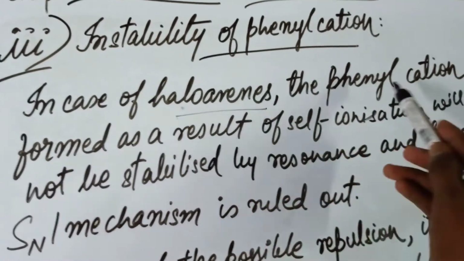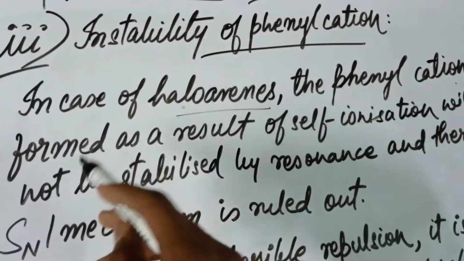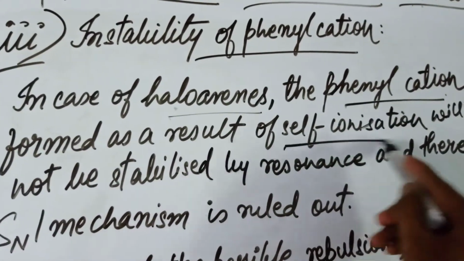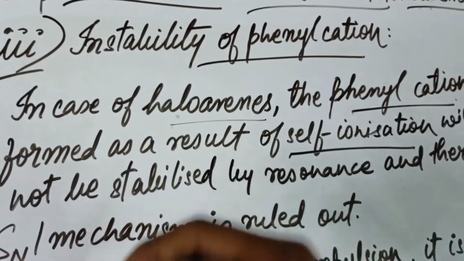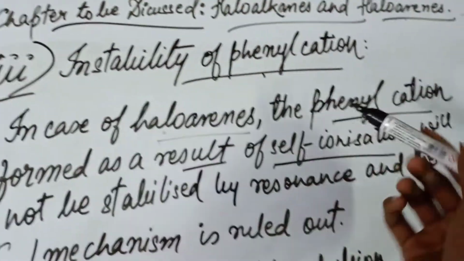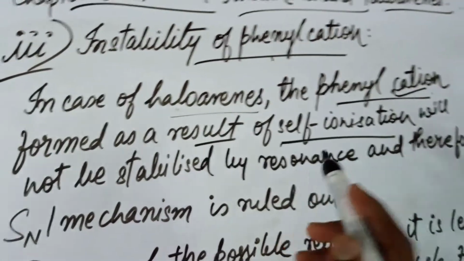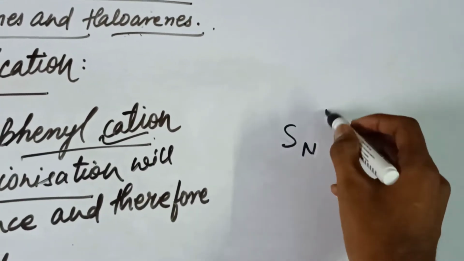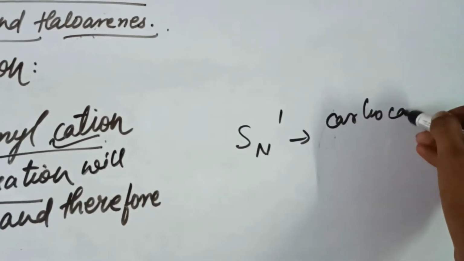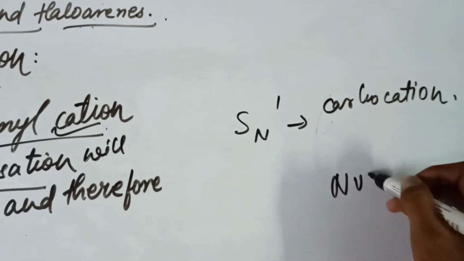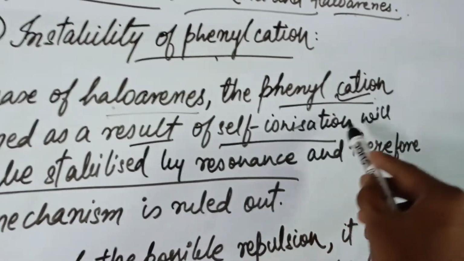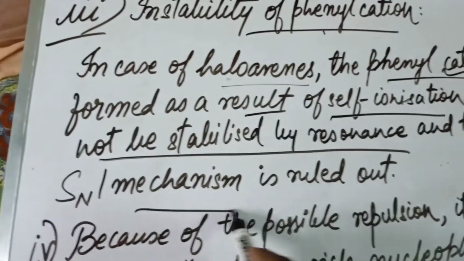In haloarenes, the phenyl cation is formed as a self-ionization. We know from the result that in haloarenes the phenyl forms itself ionized and forms a phenyl cation. And we know in the SN1 mechanism, first the carbocation is formed, then the nucleophile comes and attacks. This carbocation is not stabilized by resonance, and therefore the SN1 mechanism is ruled out.